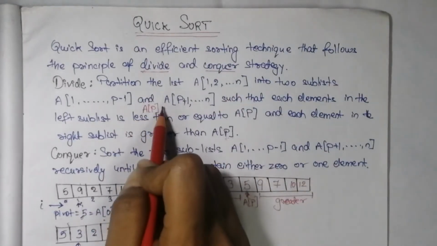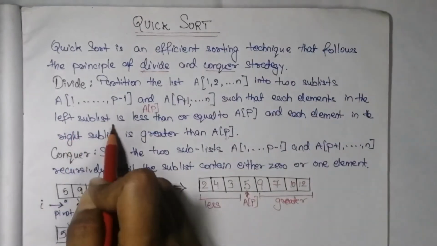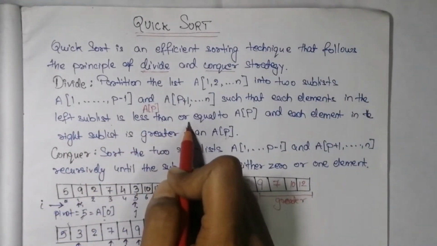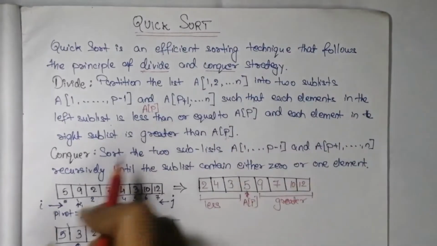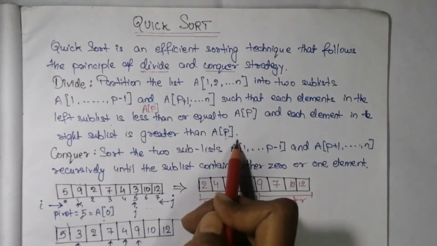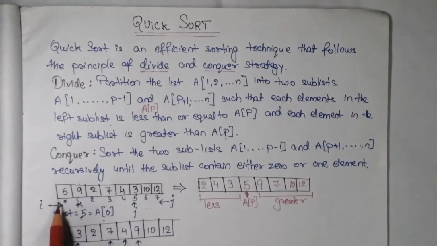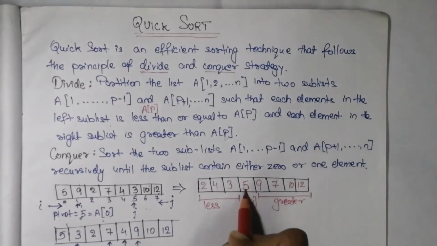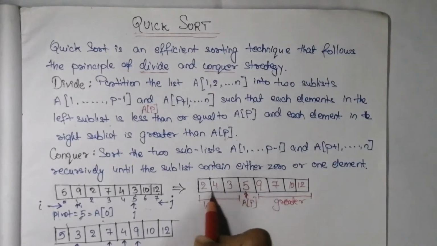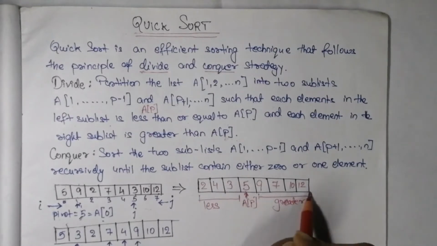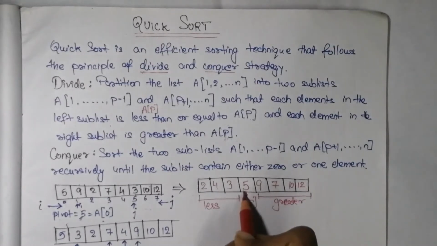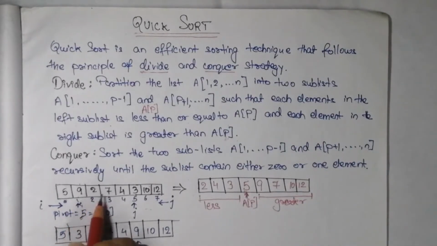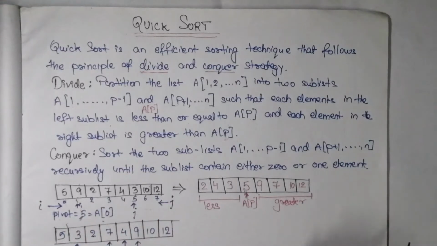So we will partition the list such that each element in the left sublist is less than or equal to A[p], and each element in the right sublist is greater than A[p]. That means let this be an array. If we want to position the element 5 in its sorted position, so here we have positioned the element 5 in its sorted position, right? Because all the elements on the left side are smaller and all the elements on the right side are greater than the element 5. In the same way, we will place all the elements of the array in their sorted positions, and hence we will get our sorted array.